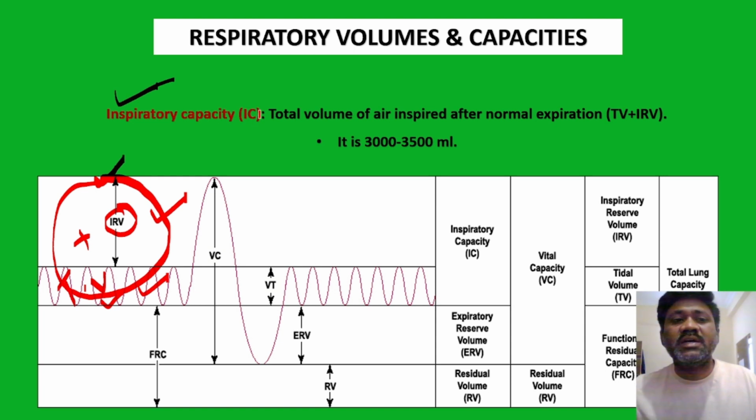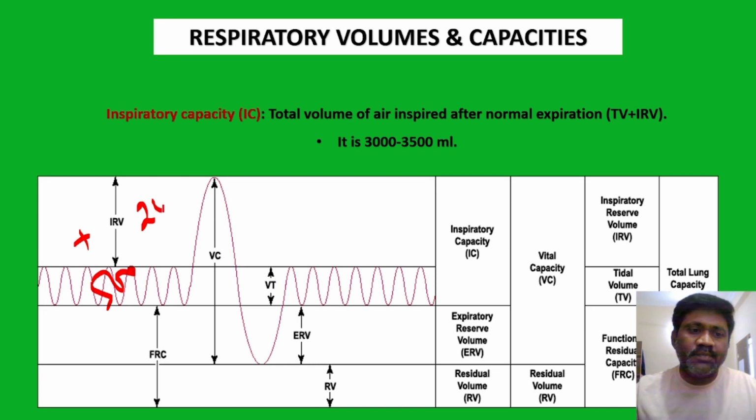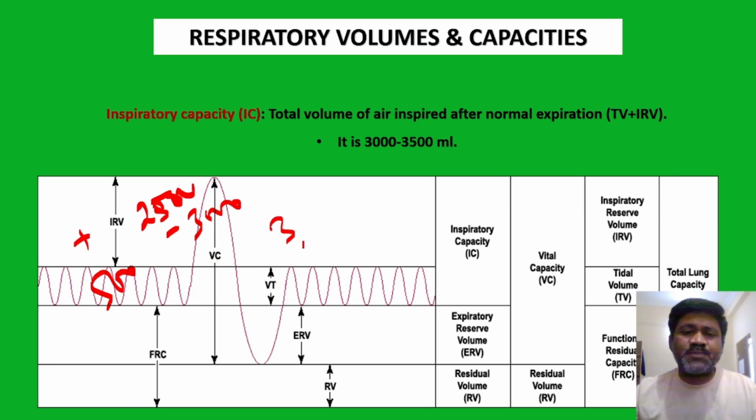These together are called inspiratory capacity. What is the inspiratory capacity? We know tidal volume is 500 ml, right? This is the 500 ml. Then what is the IRV? 2000 to 2500, sorry, 2500 to 3000 ml. So the total inspiratory capacity may be 3000 to 3500 ml, right? It is about 3000 to 3500 ml.